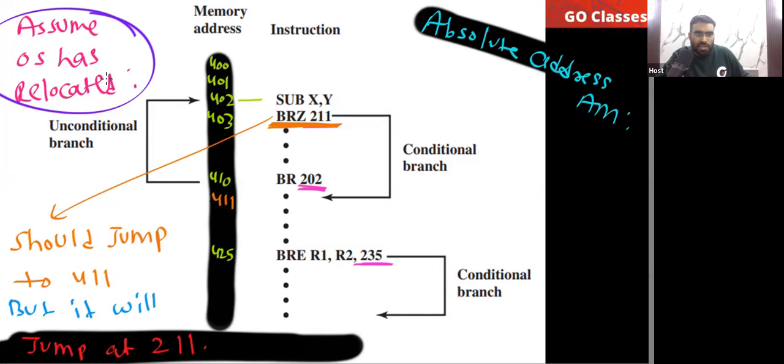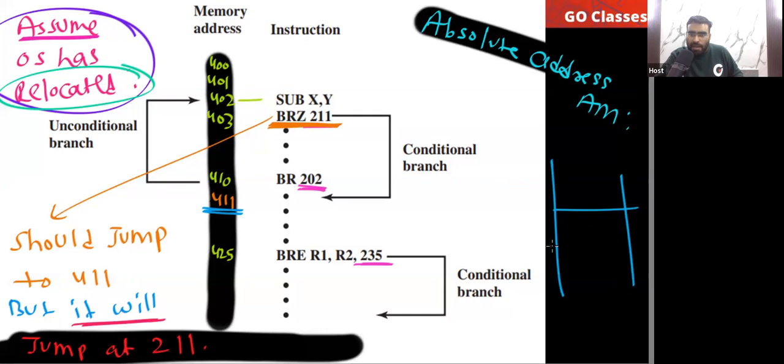See, after relocating, let's assume the operating system has relocated, this instruction should jump to 411, but it will jump to 211. And what do you have at 211? At this memory address 211, what do you have? Tell me.